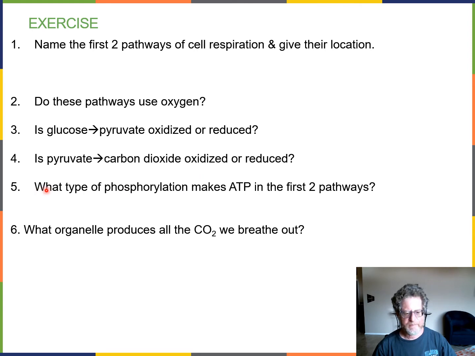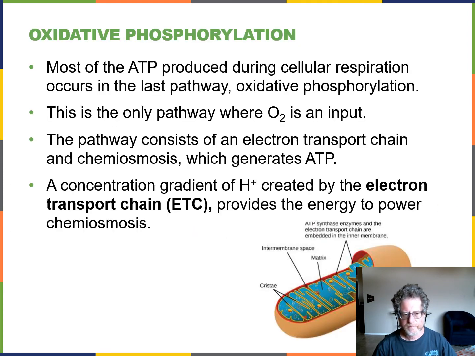Okay. What type of phosphorylation makes ATP in the first 2 pathways? So enzymes make that ATP directly. So when enzymes make ATP directly, we say it's substrate level phosphorylation. Number 6, what organelle produces all the CO2 we breathe out? It all comes from the mitochondria. Okay, finally, most of the ATP we generate is going to be generated in oxidative phosphorylation. So finally, we're going to see the oxygen that's being used, and it's going to be used in the mitochondria.